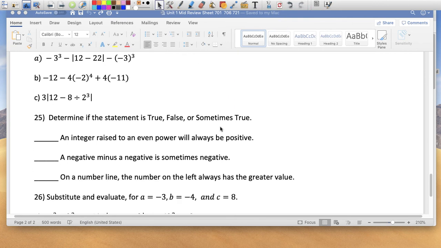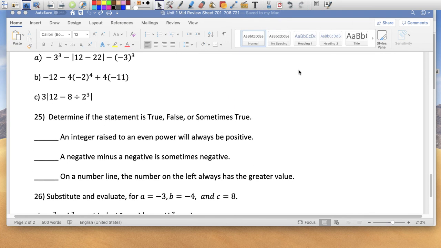25. An integer raised to an even power. Ugh. Coffee.